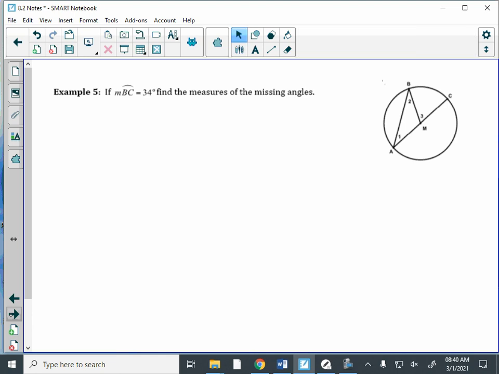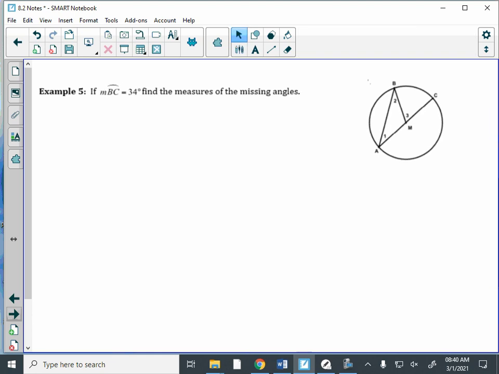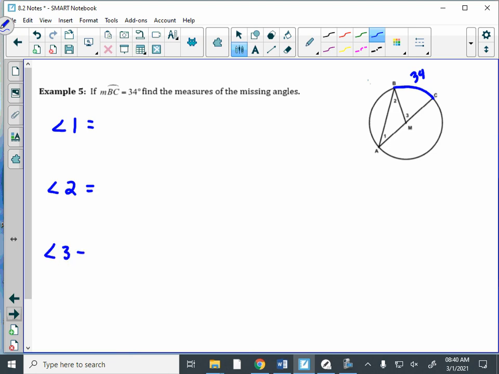Another example where they are all in the same diagram. It's saying arc BC is 34 degrees. So I'm going to mark it and label 34. We want to find all three angles. Okay, so we're going to find angle 1, angle 2, angle 3. Well, which one can we find pretty quickly? 3, right? 3 is the central angle, so what's its measure? Yeah, it's the same as the arc. So that arc is 34. The angle's 34. So angle 3 is 34 degrees.